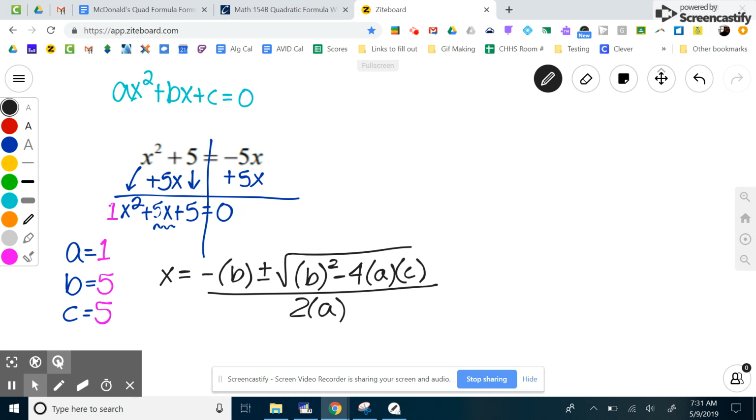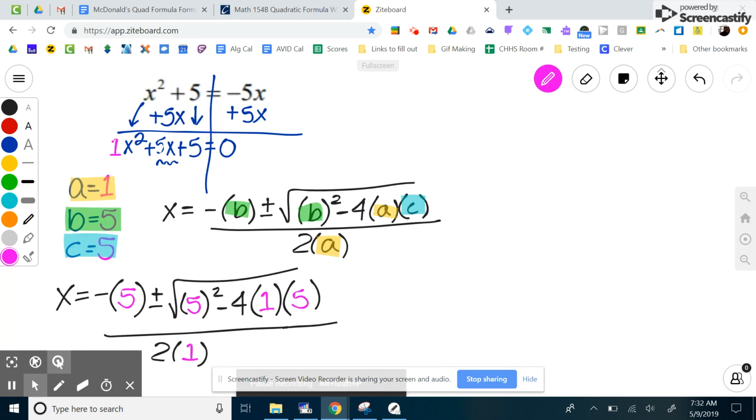Next thing we are going to do is pop these numbers into our equation. We know a is going here and here. B is going here and here. And finally, c is going here only. So pause the video and put the numbers in the equation. When I plugged it in, I got x equals the opposite of 5 plus or minus the square root of 5 squared minus 4ac, 4 times 1 times 5, all over 2 times 1.